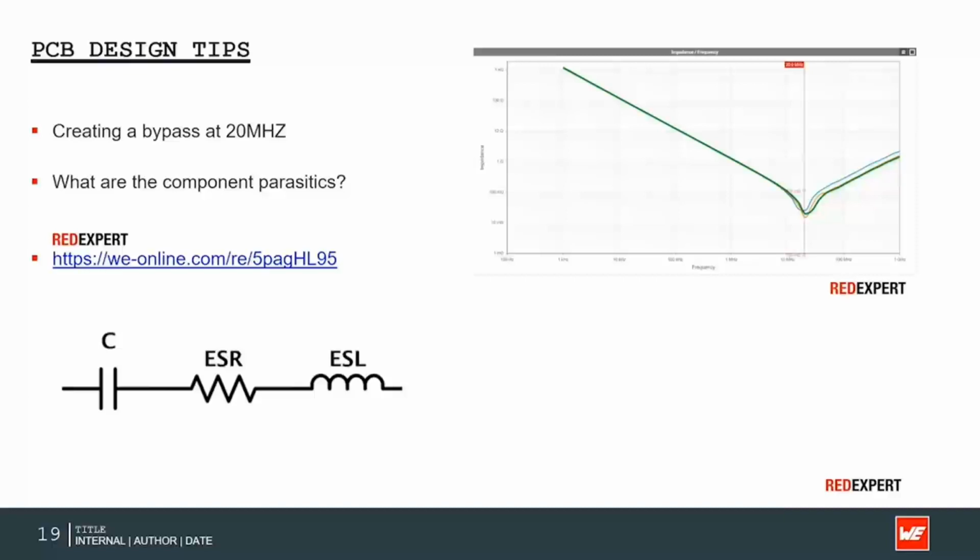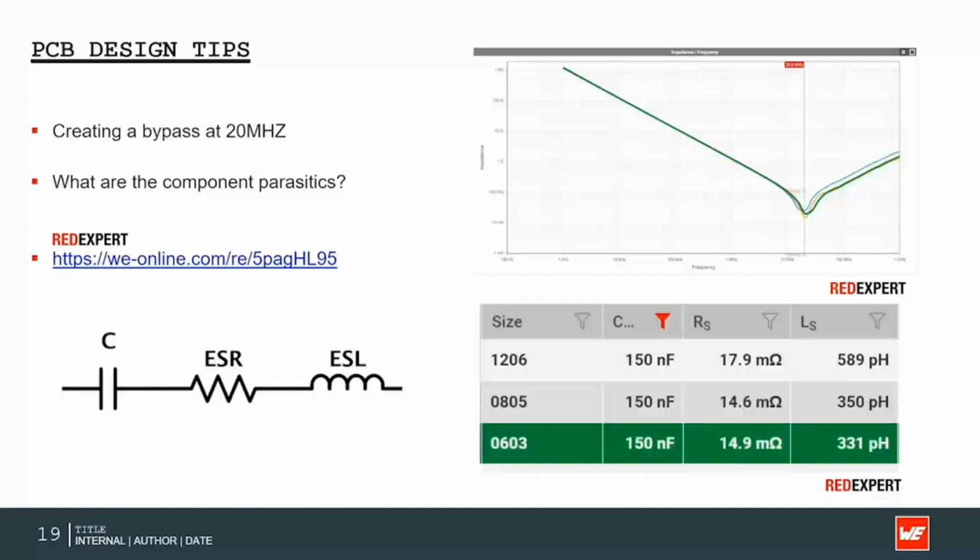A real capacitor is built up from a capacitance C, an ESR, and an ESL. These values can also be found in the REDEXPERT tool when needed, and as shown on the right, not only the value of the capacitance is important when you search for a component, but also the footprint. Like you can see, the bigger the component, the higher the ESL, and also the parasitic inductance.